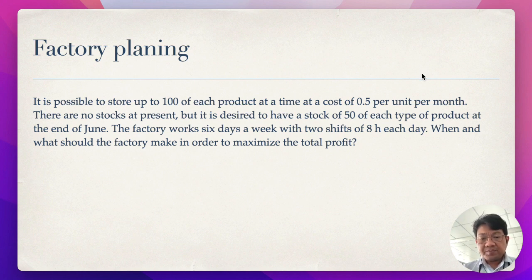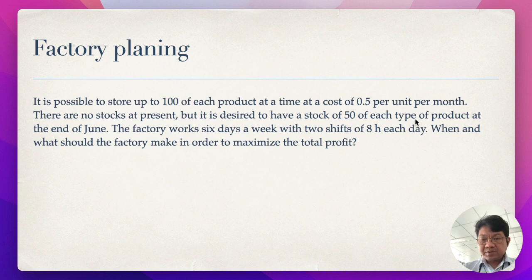Okay, but it is decided to have a stock of 50 of each type of product at the end of June, okay. And finally, at the beginning we have no stock, but at the end of June we need stock, okay, 50 of each type. And the factory works 6 days a week with 2 shifts. Yeah, one shift is 8 hours, okay, for each day. So 2 shifts, 8 hours each.